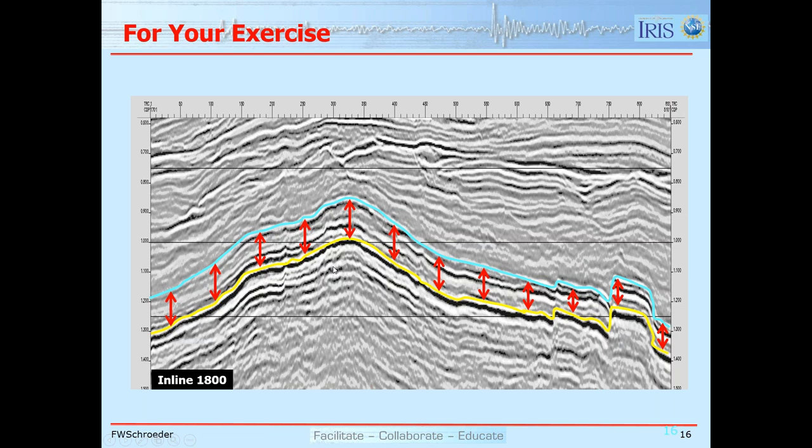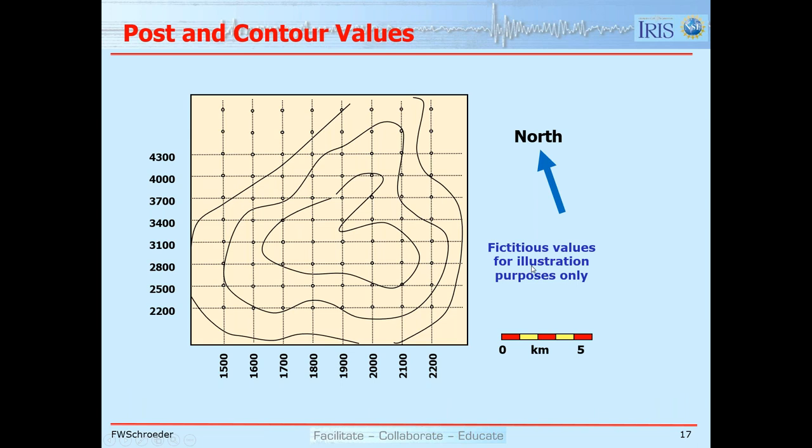So this is an example. These are fictitious values. I didn't want to give away what the true thickness map looked like for those of you that want to work the exercise. But given the data that you have, about seven inlines that go north-south, and about seven or eight cross lines that go east-west, you could get a thickness value at all of the line intersections, and that should be enough data density. You write the numbers down, and then you can contour them up.